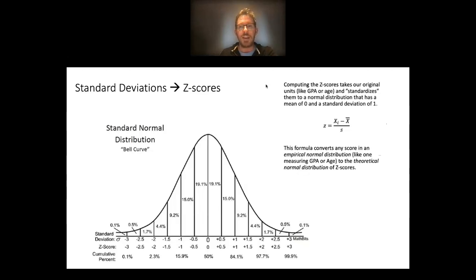So this is how a z-score works. It takes our original unit, like GPA or age, and standardizes it to a normal distribution that has a mean of 0 and a standard deviation of 1. The theory behind this isn't too important, but just remember that to get the z-score, it's kind of like the deviation equation: you take the case number minus the mean, and instead of dividing by n, you divide it by s, which is the standard deviation. Okay?